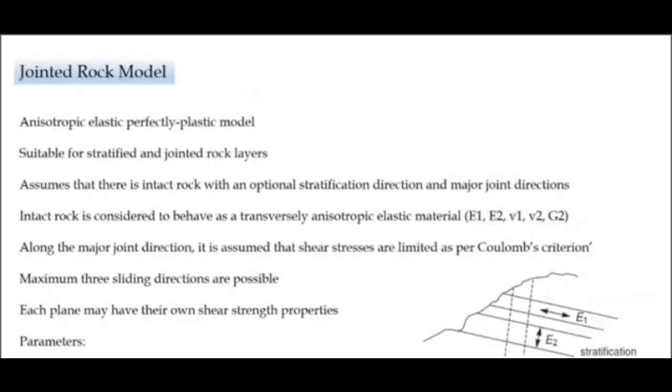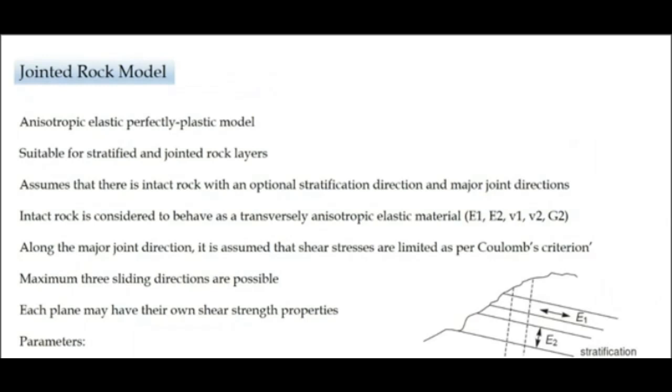Praxis has an inbuilt constitutive model, a very powerful model, I would say, which is the jointed rock mass model. This model is an anisotropic, elastic, perfectly plastic model. It is suitable for stratified or jointed rock layers, wherever we have a stratification plane or a joint plane, which is parallel, let's say, or a bedding plane. Over there, this rock model can be used to evaluate or investigate a lot of failure mechanisms, for rock slopes, and it can be used for tunnels also.